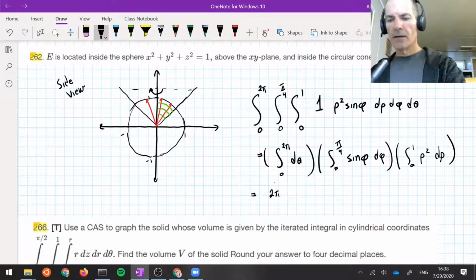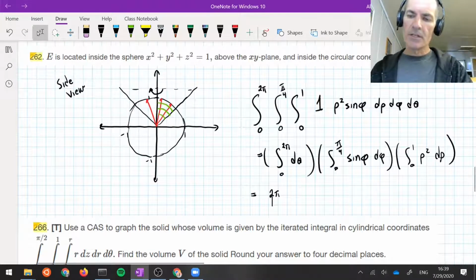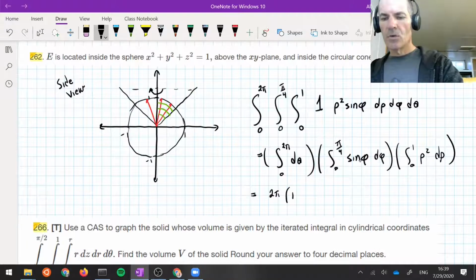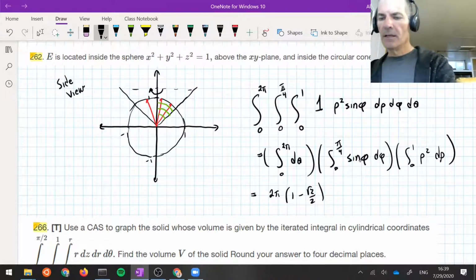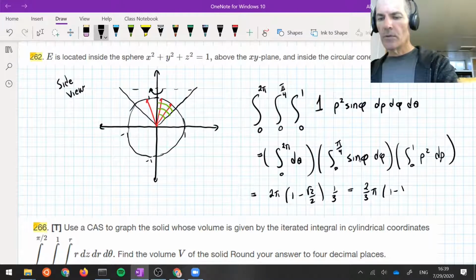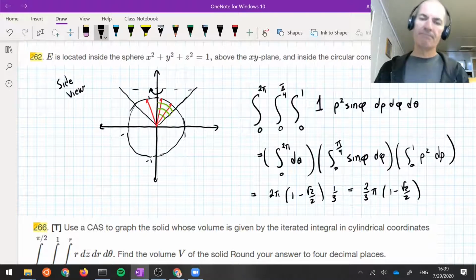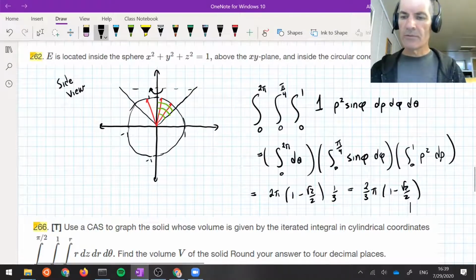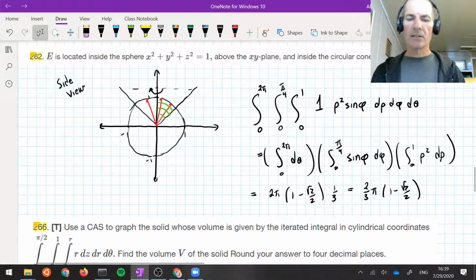Here we get a 2 pi. Here we're going to integrate sine phi, get minus cosine phi. We'll plug in pi over 4 and 0. And what are we going to get? We're going to get 1 minus root 2 over 2. And then finally, integrating rho, we get rho cubed over 3, plugging in 1 and 0, we're going to get 1/3, and this will net out to 2/3 pi times the quantity 1 minus root 2 over 2, whatever that is. All right, I encourage you to break up these integrals like this whenever possible. It can really simplify the calculation and help you avoid errors.